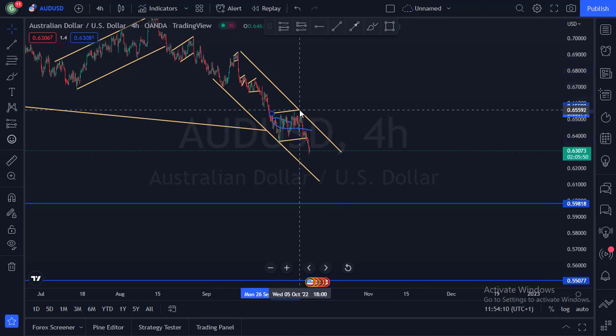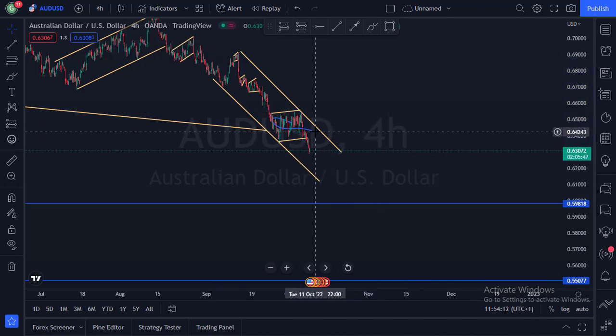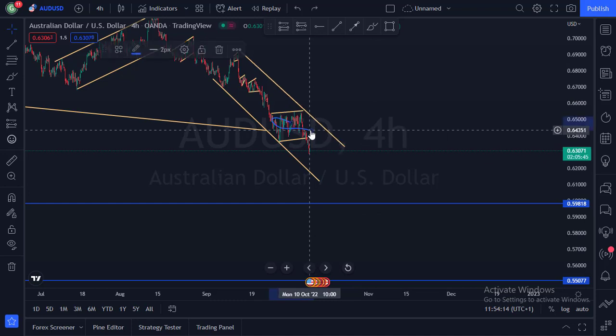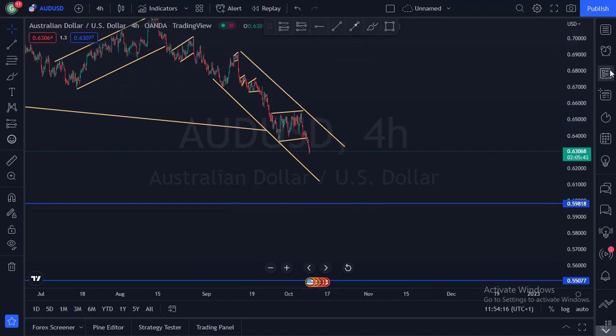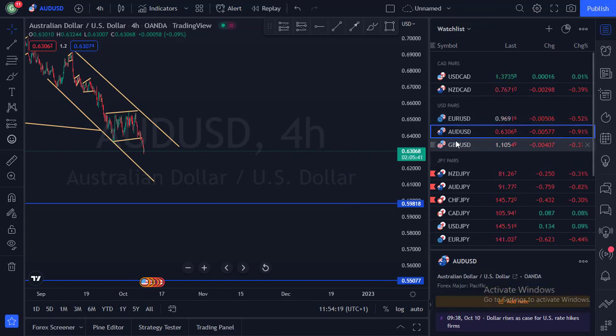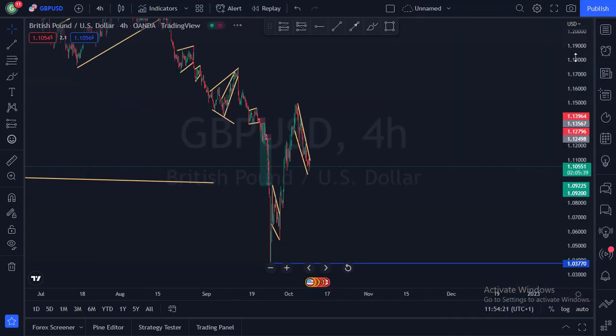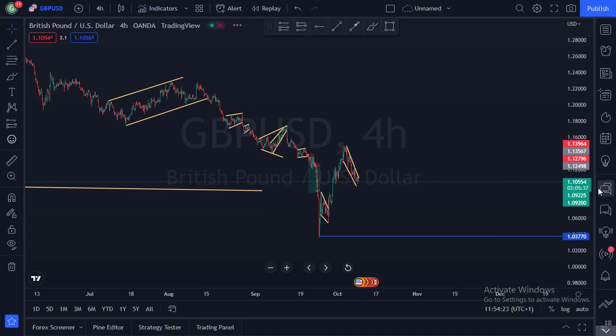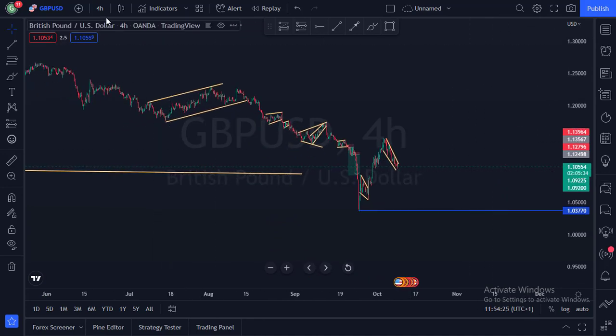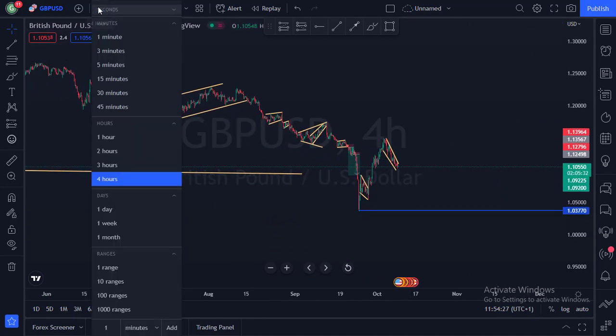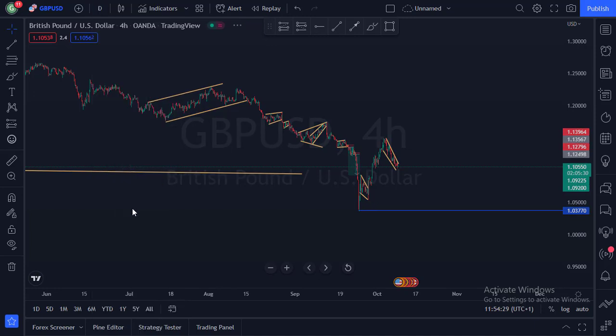If nothing happens, of course I'll move to a better pair that shows me a clearer bias. All right, so I'm not glued, I'm not in love with any pair in that sense. I only trade pairs that show me that they're ready to commit to a particular direction. Now if you come to GBP USD, it is similar to Euro USD.